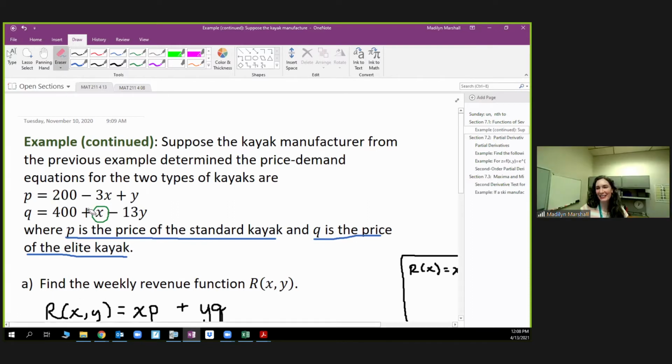And all of that, the price and price demand equations, are all about market research and what consumers are going to pay. So making those equations is a whole job in itself. So we're just using them, but yeah, that's a good question.